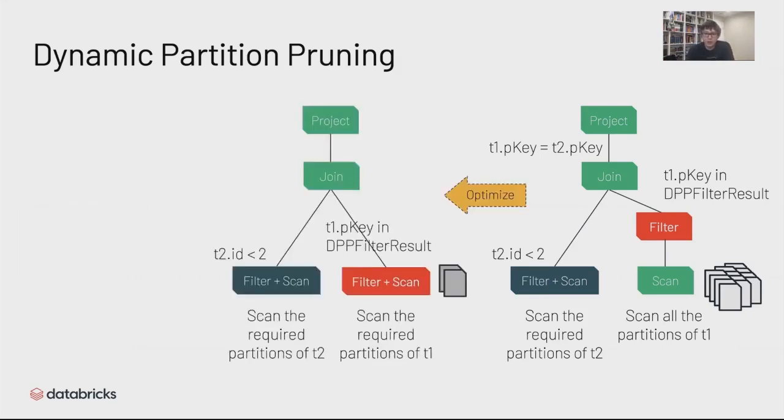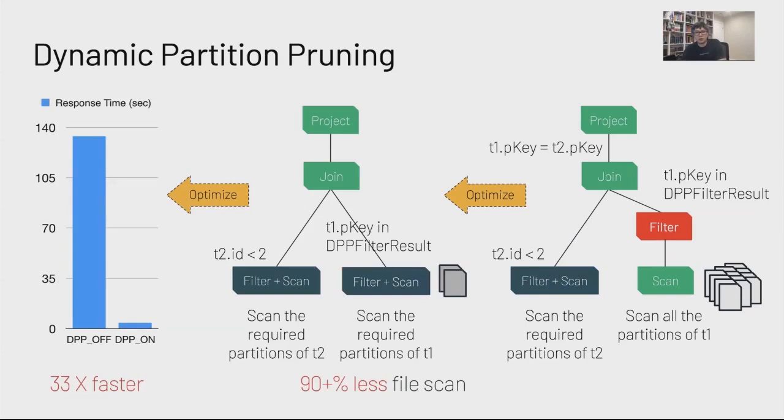Now we can push down the IN filter on the right side. So this will avoid scanning all the partitions of the huge fact table T1. Now we only scan a very small set. For this example, when one runs it in the notebook, we can avoid scanning 90% of partitions. So with this dynamic partition pruning, we can achieve a 33 times speed up.